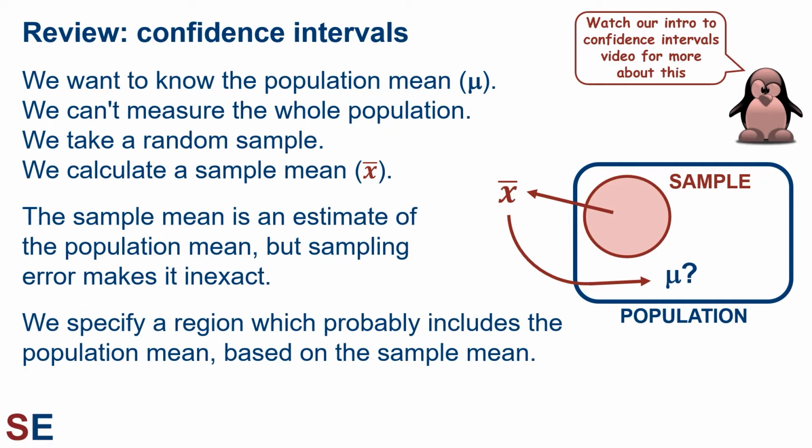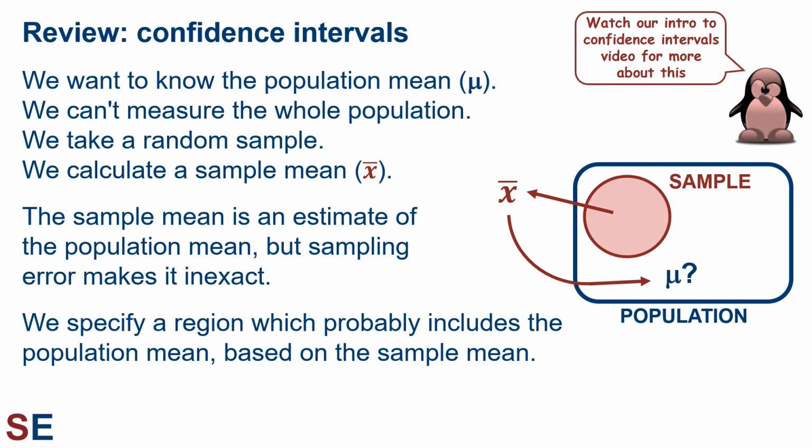You can watch our Intro to Confidence Intervals video for more information about this, but here's a quick summary. Confidence intervals are used when we want to describe a population mean. Since we generally can't measure the whole population, we have to take a random sample from the population. We then calculate a sample mean from that sample. The sample mean is an estimate of the population mean, but sampling error makes it inexact. Because of randomness, our sample is not guaranteed to perfectly match our population.